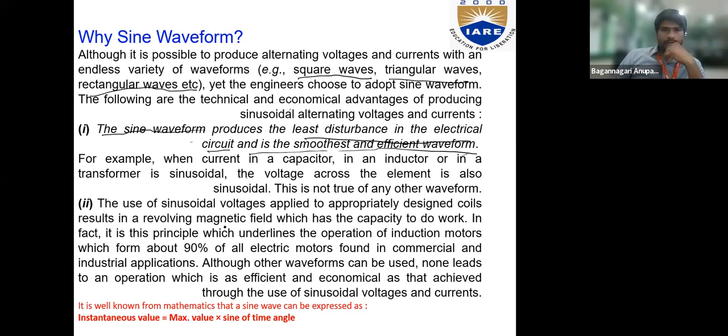When we consider AC loads, what are some examples of AC loads? What type of supply do we get in our home, AC or DC? Yes, you get AC in your home.